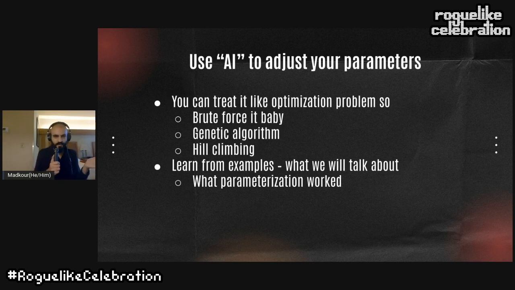And so you can brute force it if the parameter space is small enough. If you don't have that many parameters, you can just brute force it if you want. You can use a genetic algorithm. You can do hill climbing or some gradient descent, convex optimization stuff if you're into that. You can do all of these kinds of things, and they would work. But in my mind, that would sort of be the same.